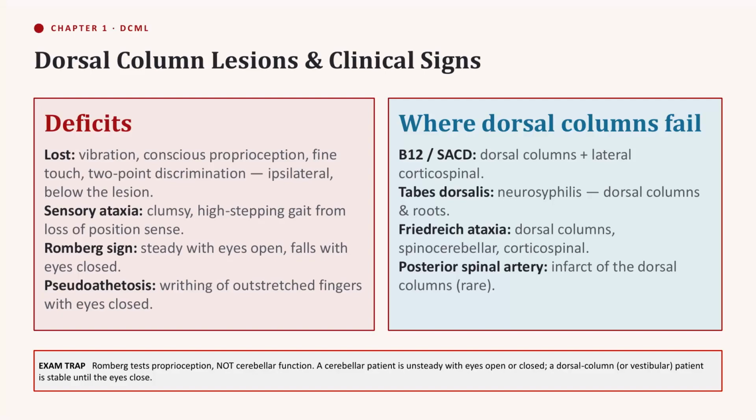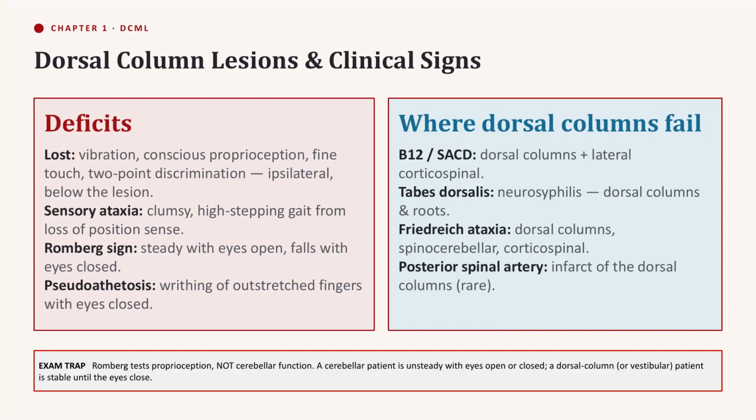Now the exam trap at the bottom, and this is the one I most want you to carry out of this chapter. The Romberg sign tests proprioception, not cerebellar function. Reason it this way. A patient stays upright using three inputs: vision, the vestibular system, and proprioception. Take away proprioception, as in a dorsal column lesion, and they can still stand with the eyes open because vision compensates. Close the eyes, remove vision, and they fall.